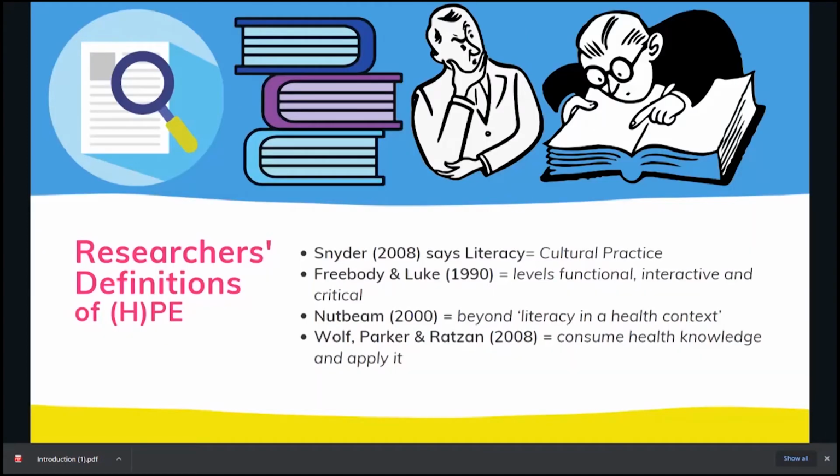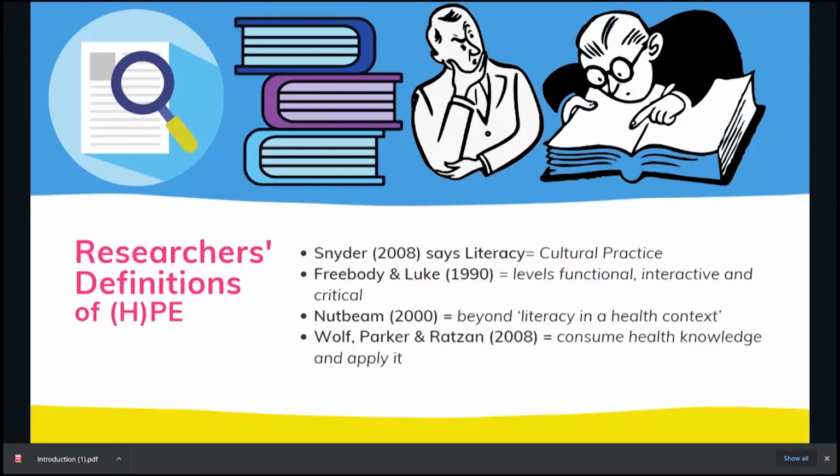Now, what are the researchers' definitions of HPE? Snyder says that literacy is a cultural practice and it continues to occupy a privileged position within school curriculum. It was also conceptualized by Freebody and Luke as having three levels: functional, interactive, and critical. Nutbeam in 2000 later applied this perspective to health.